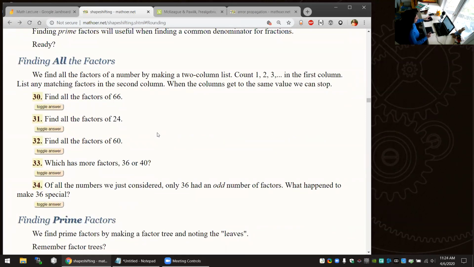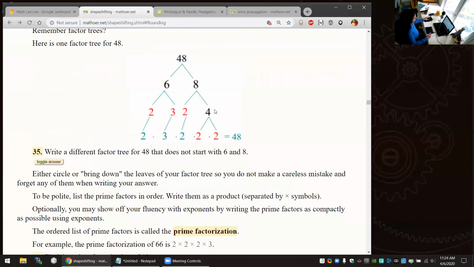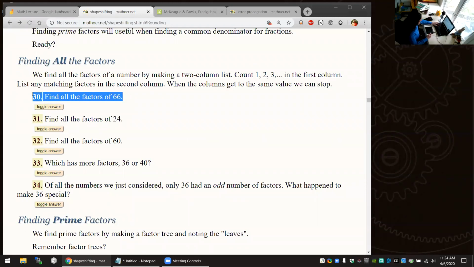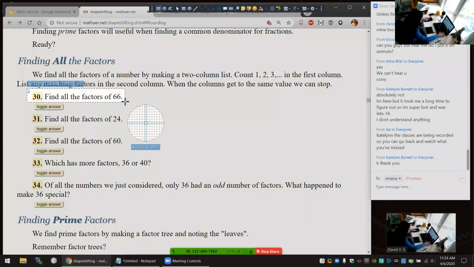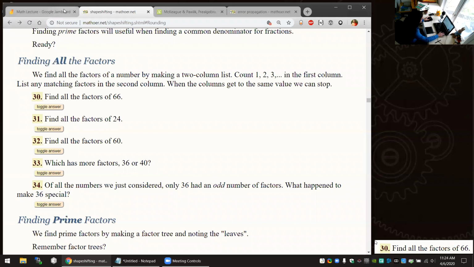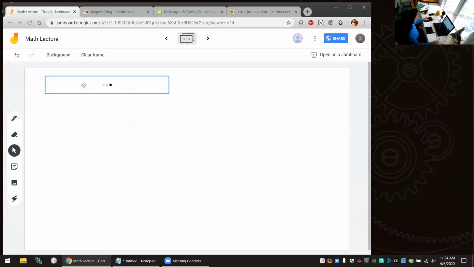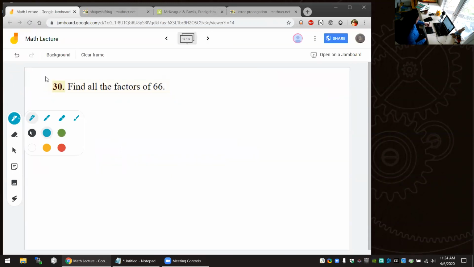Okay, the game you usually see in a math class is something that looks like this, a factor tree, but we're not going to get there quite yet. We're going to first say, what are all the factors of 66? And the way to do that is to make like a horseshoe shape.